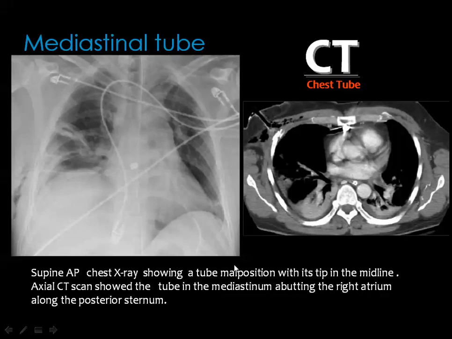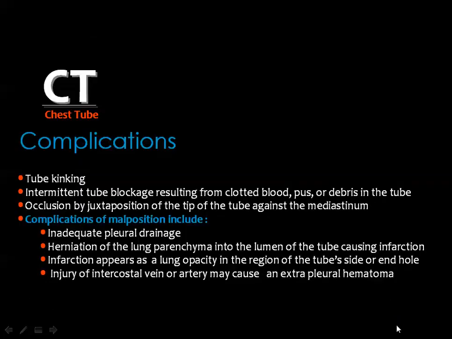And this tube has been advanced until it reached the mediastinum and is located anterior to the heart in a retrosternal location. You can see this is the tube reaching the midline, and there is some air in the subcutaneous tissues. And also a complication of the tube is kinking.